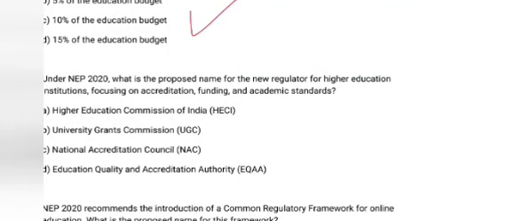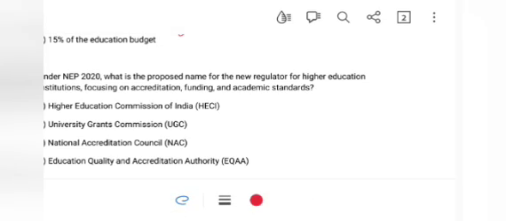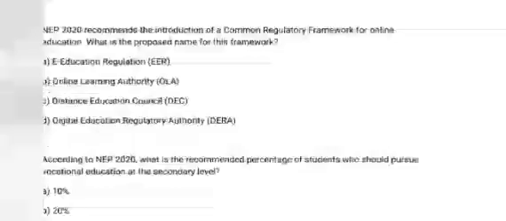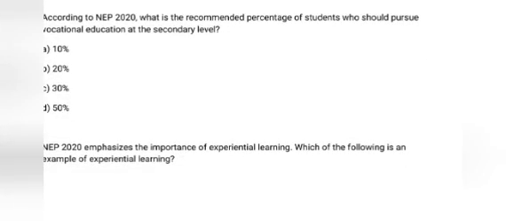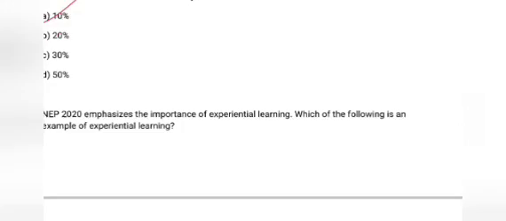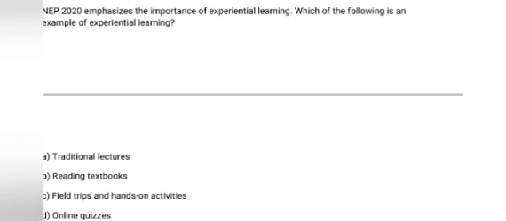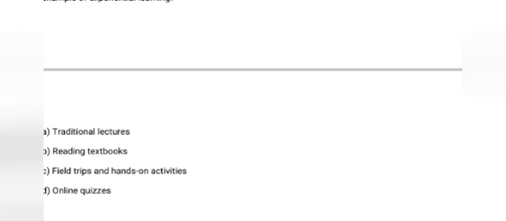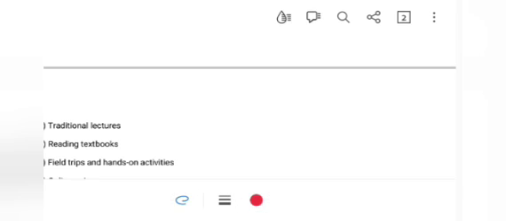Under NEP 2020, what is the proposed name for the new regulator for higher education institutions, focusing on accreditation, funding, and academia standards? It will be, we have already discussed, Higher Education Commission of India. Then, according to NEP 2020, what is the recommended percentage of students who should pursue vocational education at the secondary level? It will be 10%. NEP 2020 emphasizes the importance of experiential learning. Which of the following is an example of experiential learning? It will be reading textbooks.